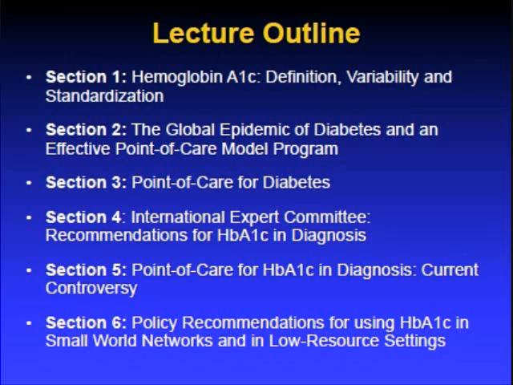Section 3 will present some current point-of-care technologies for diabetes monitoring and treatment. Section 4 presents the current recommendations for using hemoglobin A1c for diagnosis of diabetes. This was made by the International Expert Committee. Section 5 will present the current controversy with using point of care for hemoglobin A1c. Lastly, Section 6 will present some policy recommendations for using hemoglobin A1c in small rural networks and also in low resource settings.